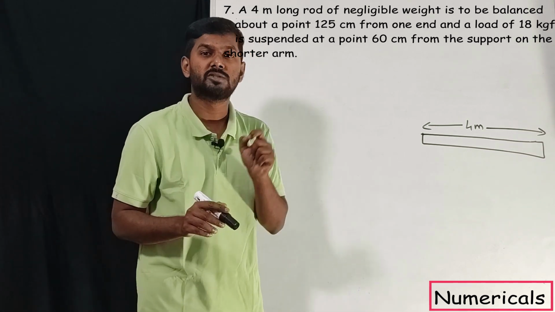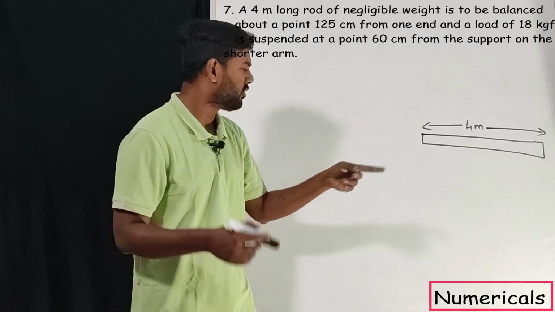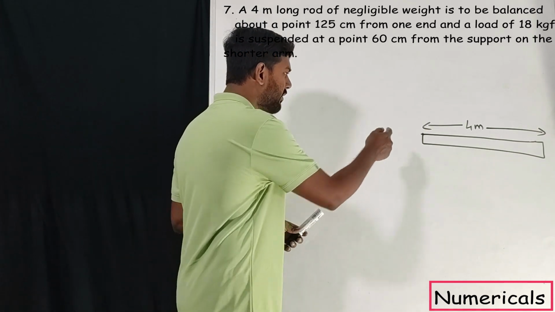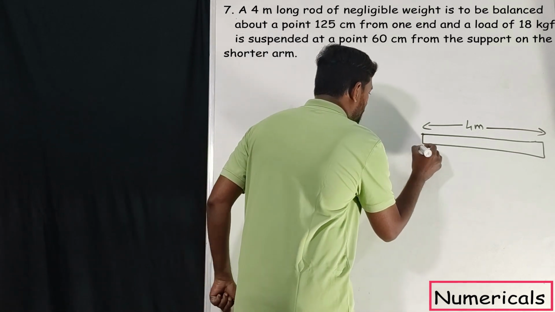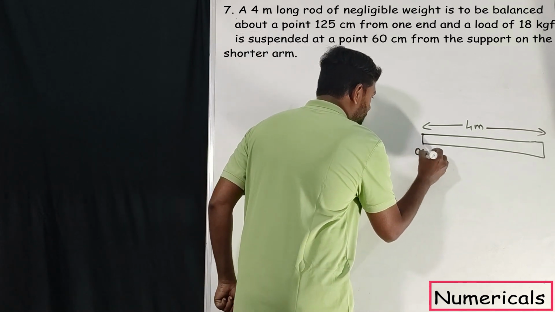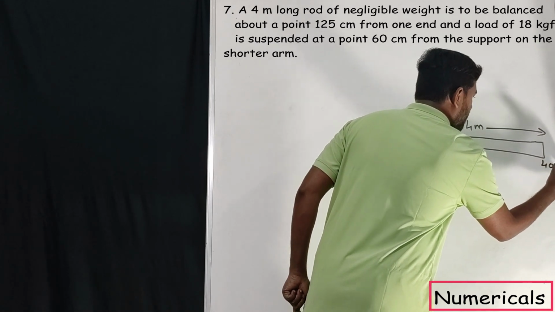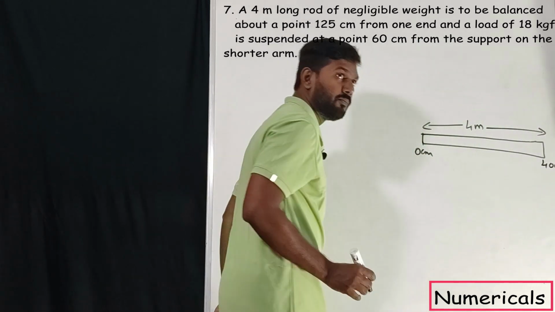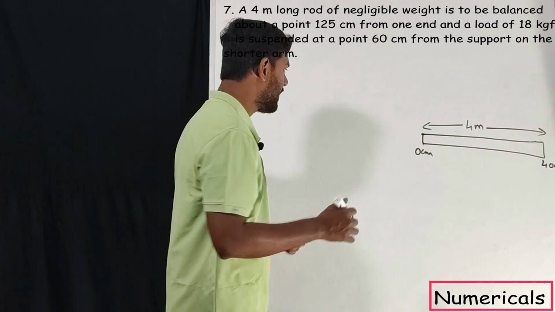That fulcrum has to be situated at 125 centimeter from one end, any end. You can take this end or that end. We'll take from this end only because the calculation will be much easier. See, at this point, this is 0 centimeter, right? 4-meter long means this is 400 centimeter. Okay. Next, at 125 centimeter, we have to balance the scale.